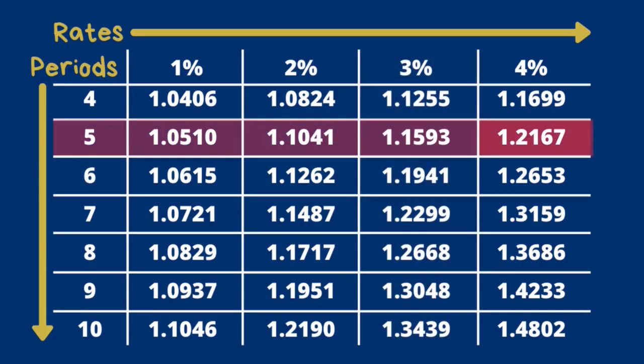Likewise, if you know the number of periods and the factor, and you're just trying to figure out the interest rate, look in the appropriate row for that number of periods and see which column that factor appears in to get the appropriate rate to use. Again, this is no different than using any other table.